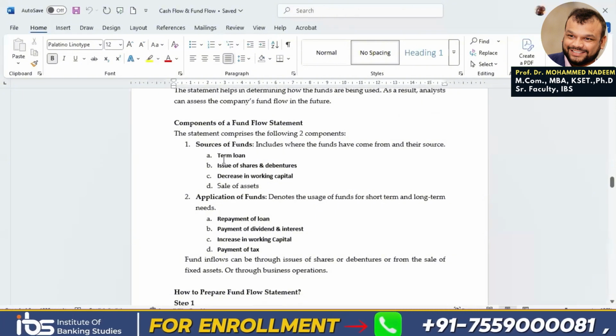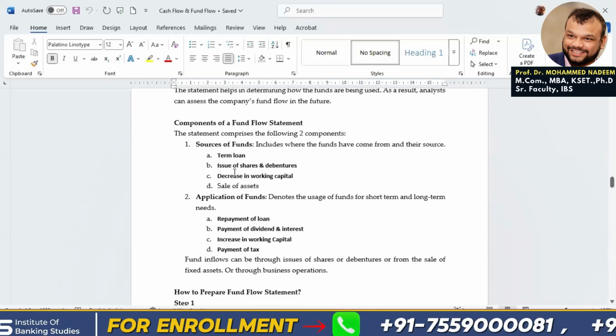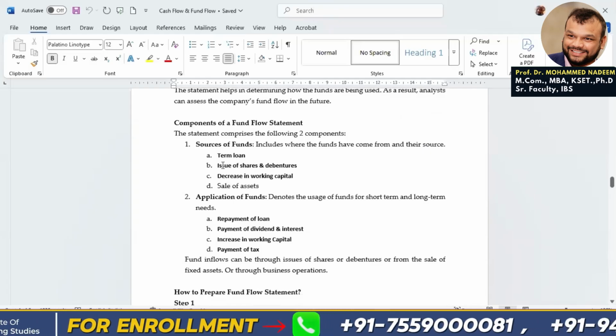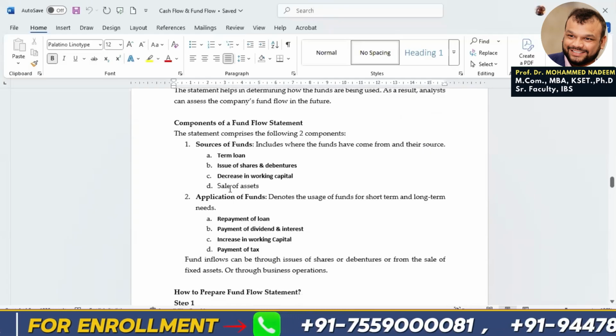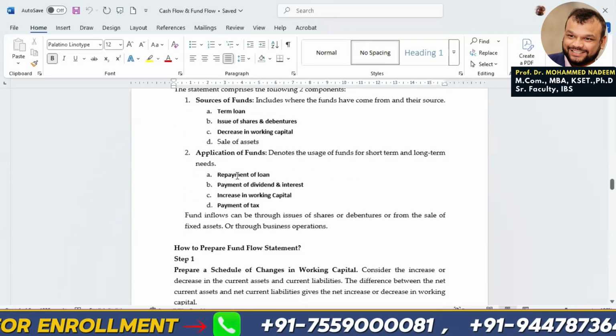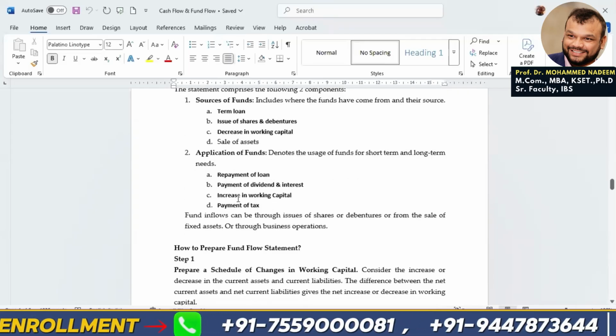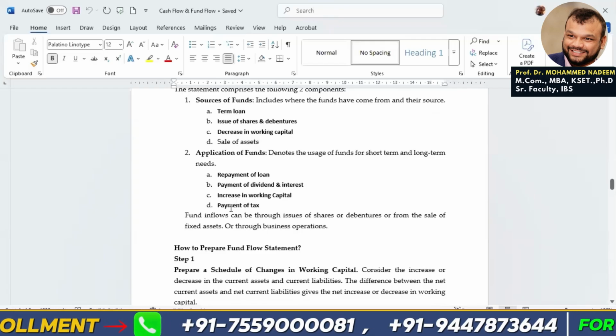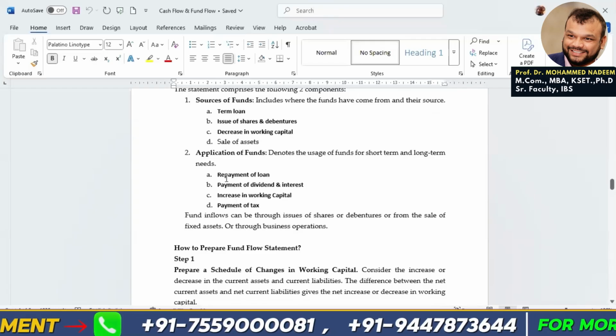In sources of fund, for example, term loan, issue of shares and debentures, decrease in working capital, sale of asset, with all this money will come into the company. Whereas application of fund includes repayment of loan, payment of dividend, increase in working capital, payment of taxes and so on, which will be outflow of the company.